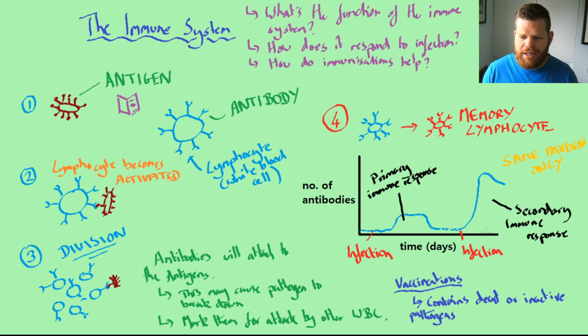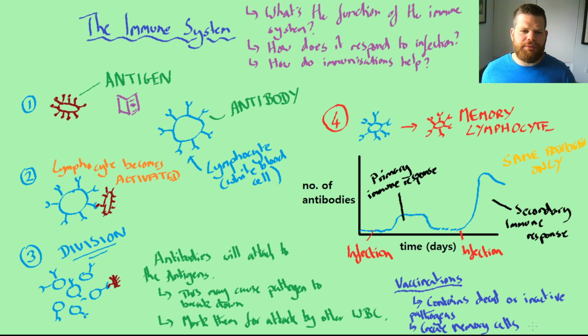Okay, so vaccinations, what do they do? Well, they contain dead or inactive pathogens, which means that they create memory cells for that pathogen. Okay, so therefore you will get a secondary immune response when you're exposed to that pathogen.